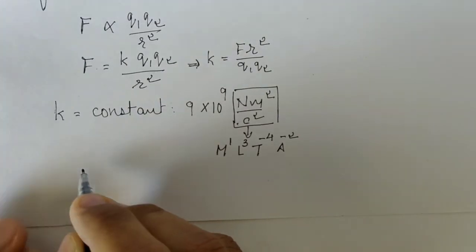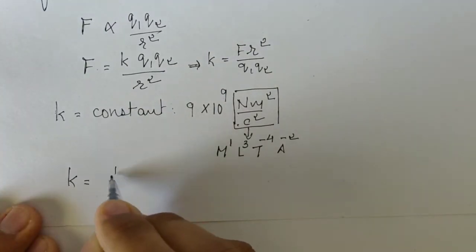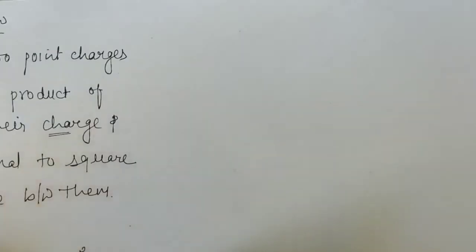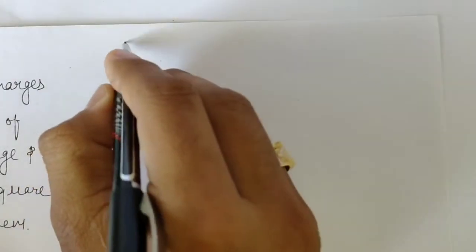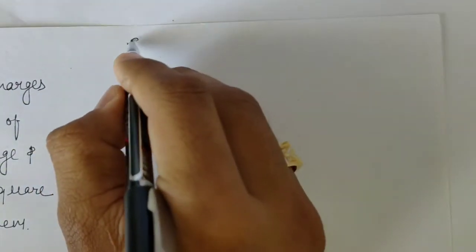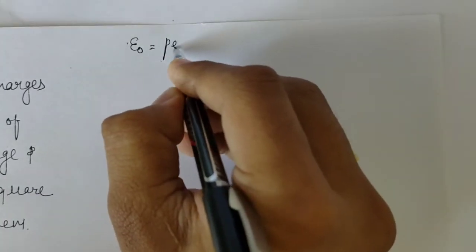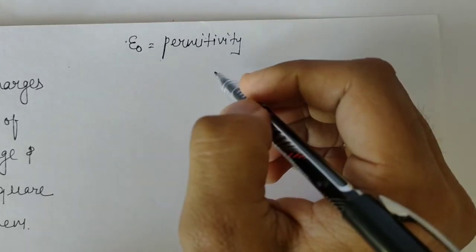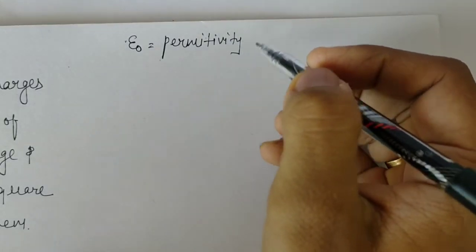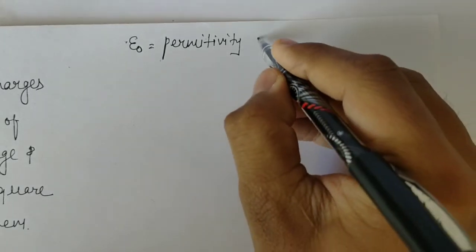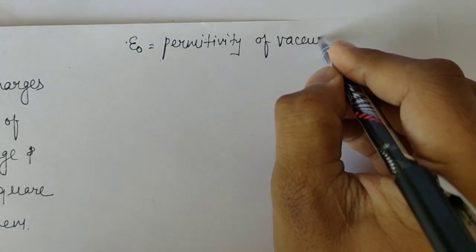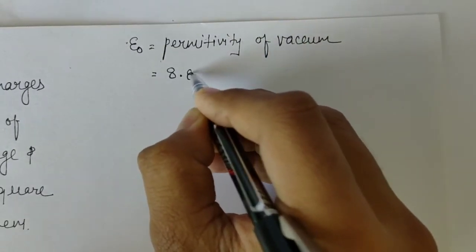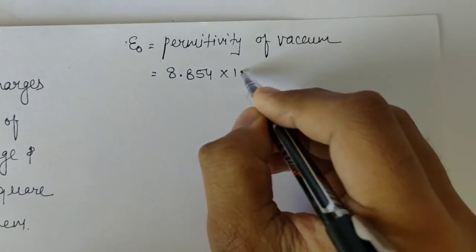Value of K is equal to 1/4 pi epsilon 0. What is epsilon 0? Epsilon 0 is the permittivity of vacuum. Remember students, we are discussing the force between two charges in air or in vacuum, not in other bodies. Permittivity of vacuum, its value is 8.854×10⁻¹².